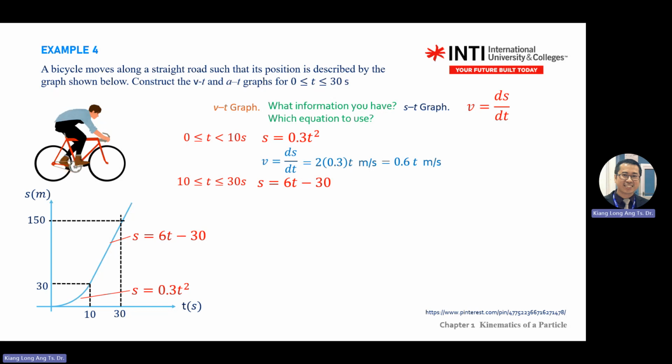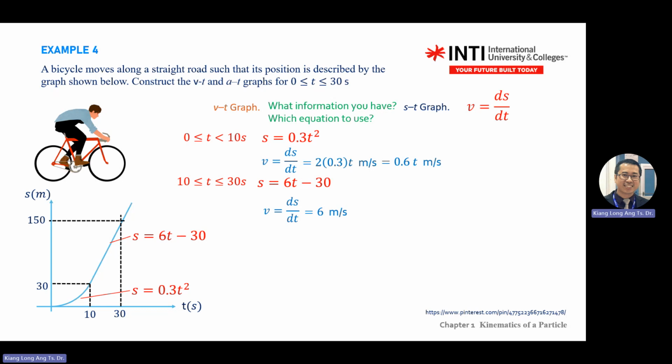Then you do the same for the second region. In the second region, you have one equation, s equal to 6t minus 30. You do the same because you are converting from s to v. You write again, v equal to ds/dt. So what is the answer for this one? 6. So 6 is a constant number. How to draw a constant number on the graph?